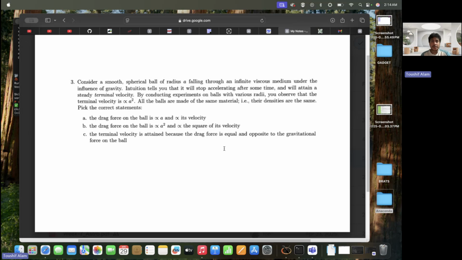Now the terminal velocity is attained when something falls under gravity, and the gravitational force is balanced by its viscous force, so that it will attain a steady velocity and won't accelerate anymore. So that is the terminal velocity.